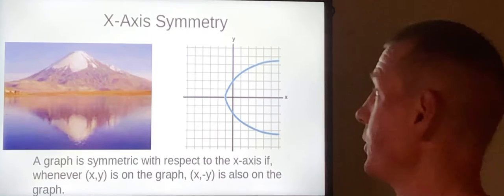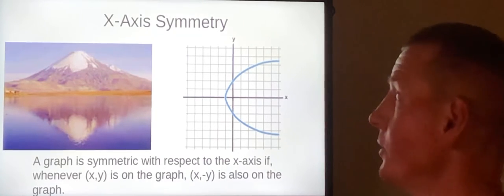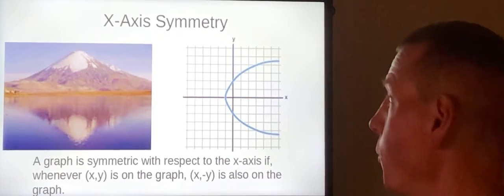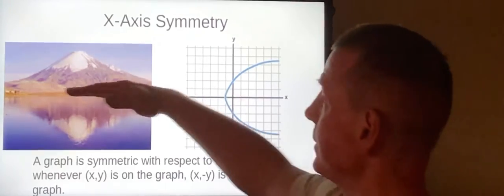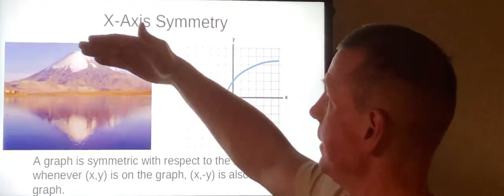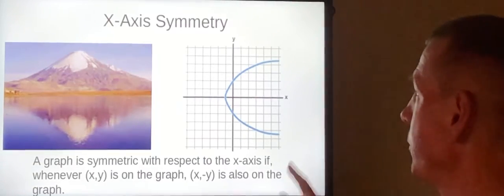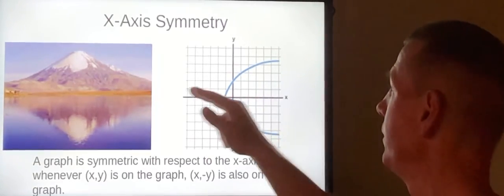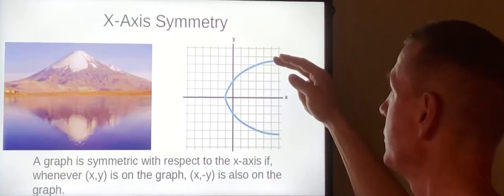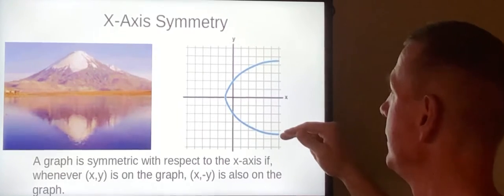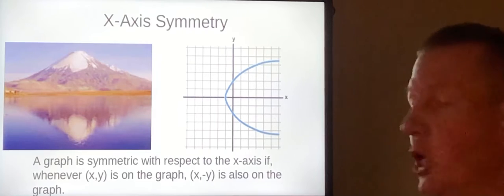So here in this picture you see we've got a picture of a mountain that's reflecting on the water. So you can kind of say if this were the x-axis, this is called x-axis symmetry. Notice here we've also given you a graph. Notice here's the x-axis. For each point that's above the axis, there's one that matches it that is below.